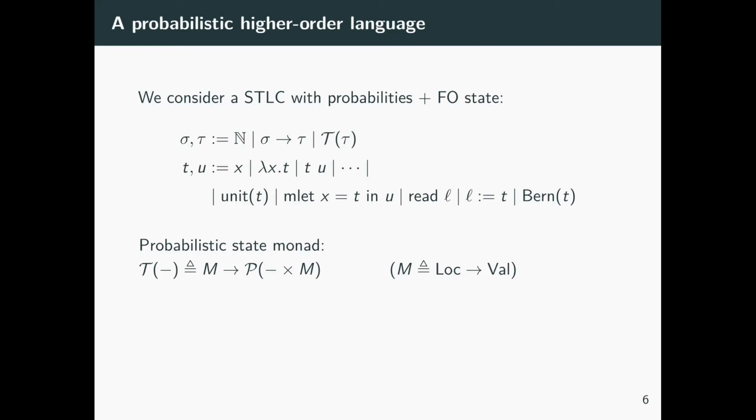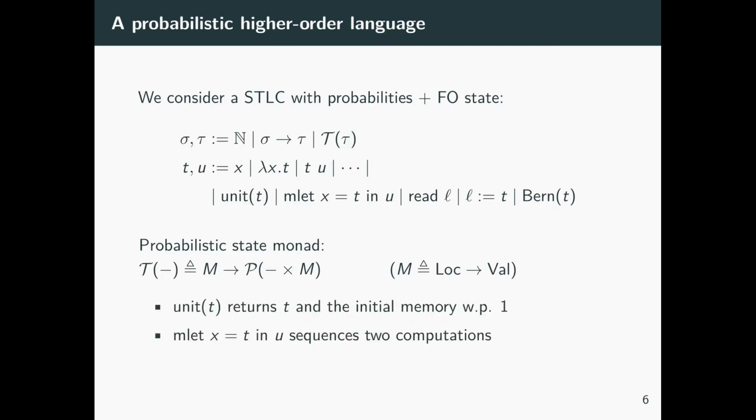Memories are maps from locations to first-order values. These computations are constructed using the usual unit and bind term formers, plus specific operations for reading and writing the memory, and for sampling random values. In particular, unit of t is going to be the computation that does not change the memory and that returns t with probability 1, and bind sequences two computations by using the final memory and result of the first one as inputs for the second.